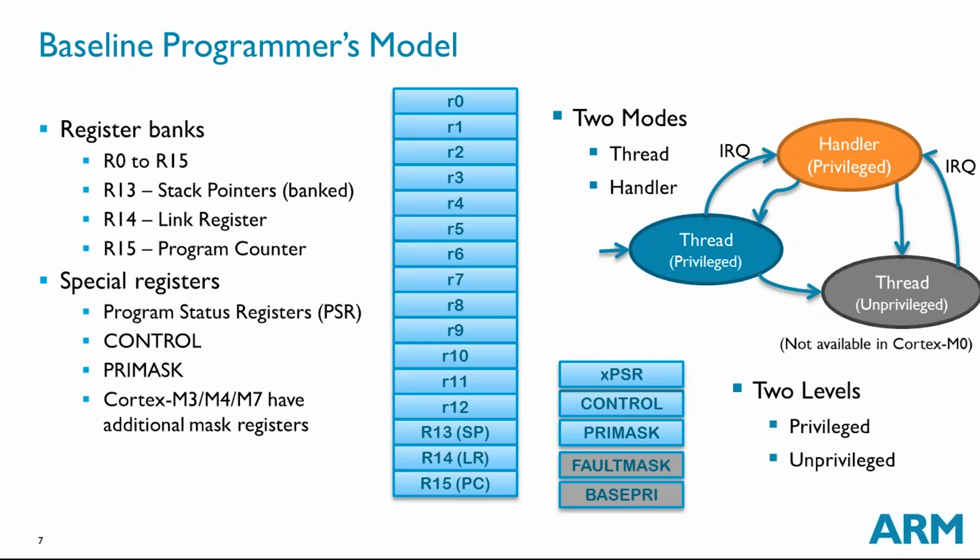In parallel to these 2 modes, there are 2 privilege levels, privileged and unprivileged. Handler mode is always privileged, and thread mode can be either privileged or unprivileged. The parts of the software running in unprivileged mode cannot access some resources like the system timer or the system control block. So any parts of the software that should not access those system level control functions can be run in unprivileged mode.